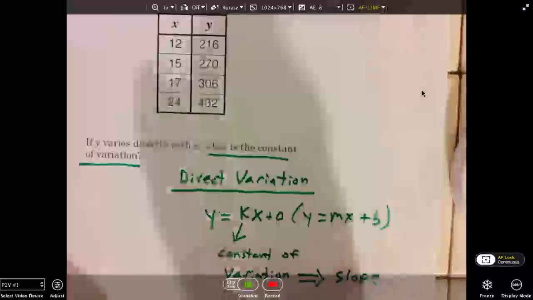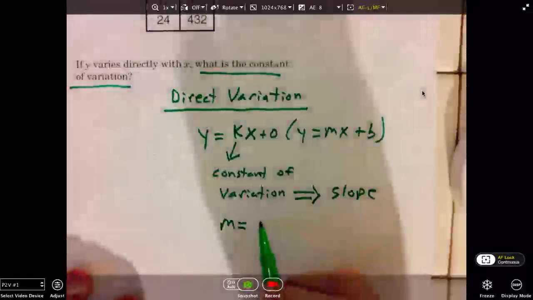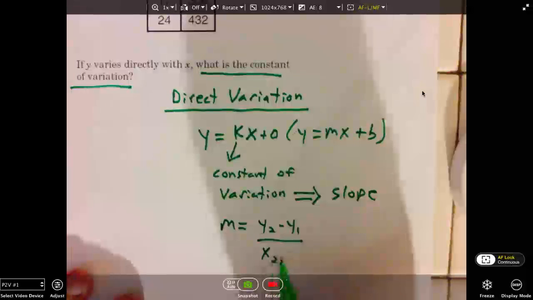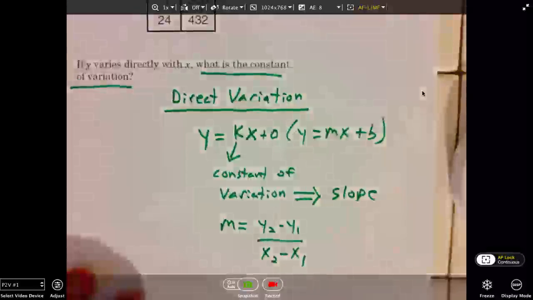So again, on number 8, we will be finding the slope. To find the slope, we will use the slope formula. Again, referring to problem number 3 if you have any questions.